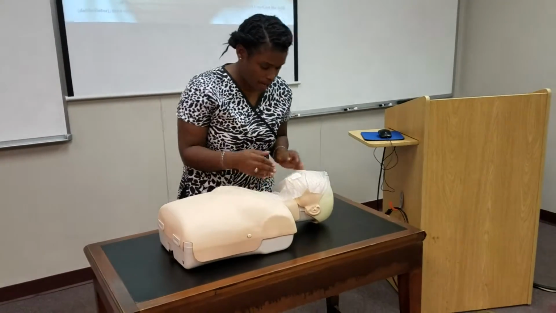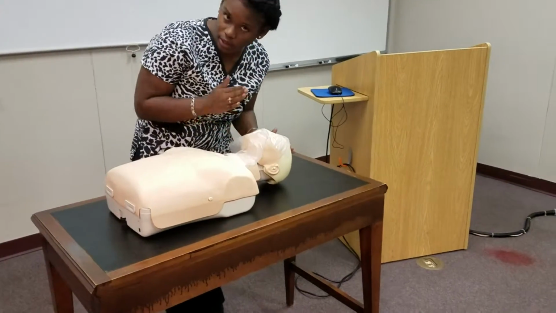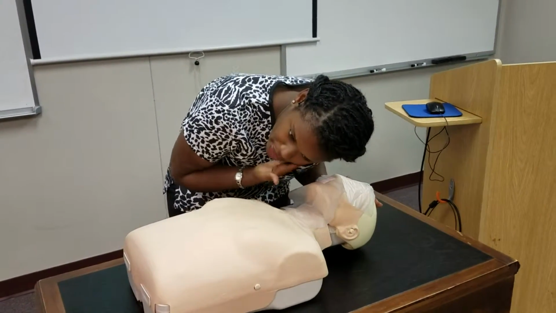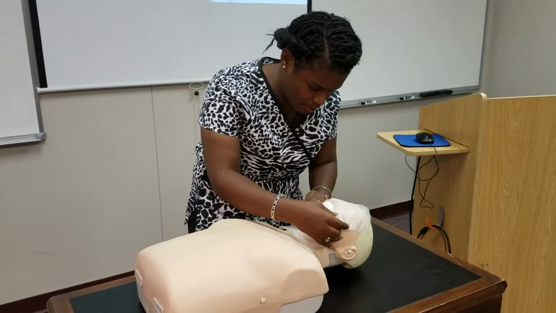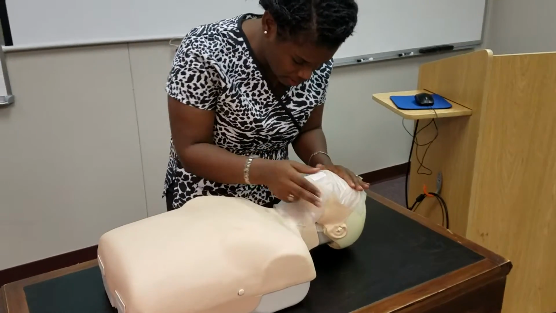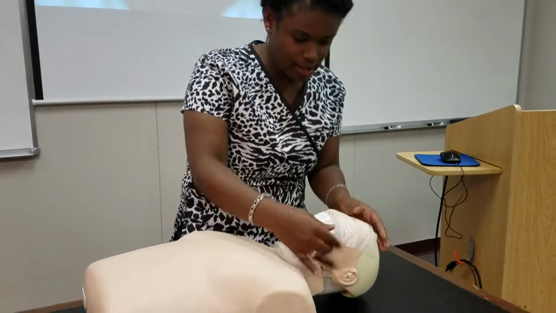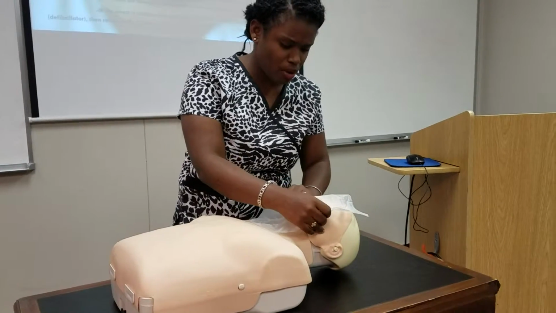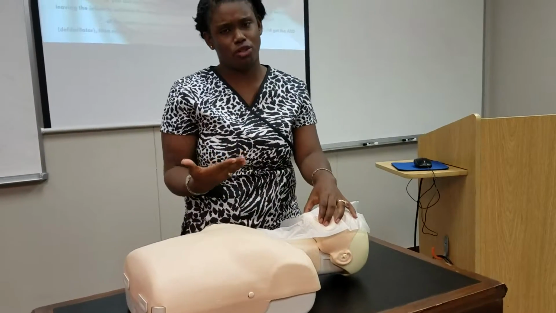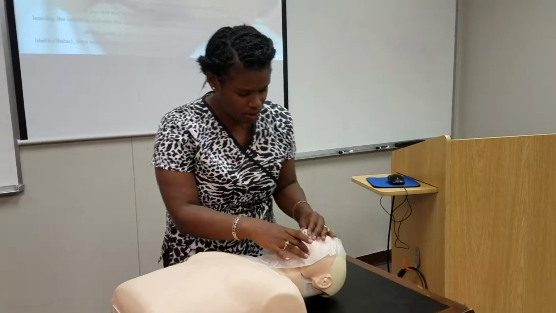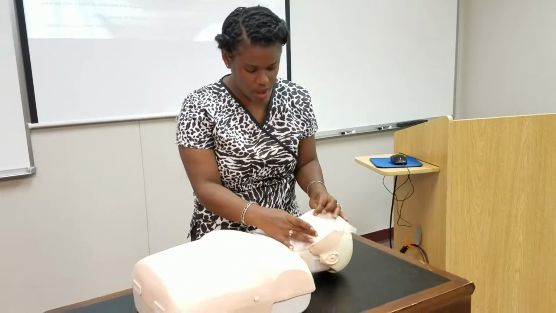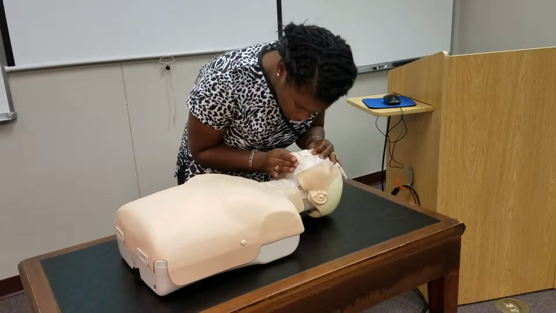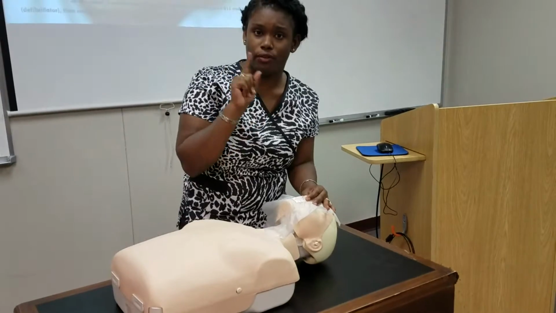At that point in time, I tilt the head back, I look, listen, and feel. I'm looking for rise and fall of the chest. I'm listening for breath sounds, and I'm feeling for air on my cheek, to see if anything's coming up. I tilt their head back and lift their chin, and this is a rescue pad that you put over their mouth. That's so that when you're giving mouth to mouth, you won't come into contact with the patient. You're going to close their nose, tilt their head back, make sure this is placed properly, and deliver 2 breaths over the period of 1 second.